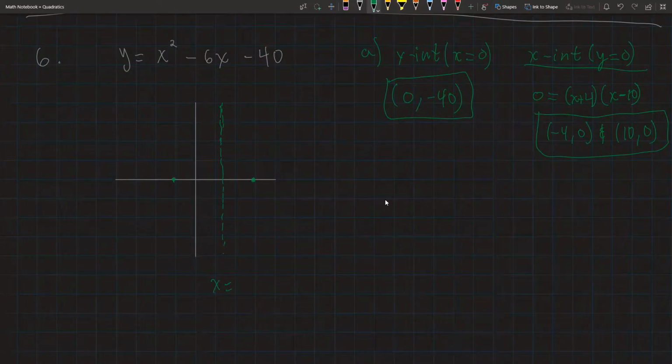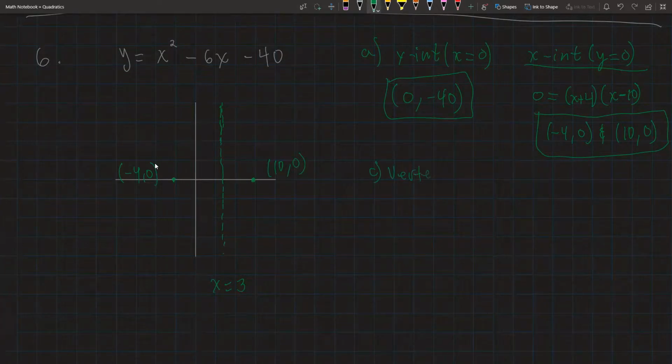And what were the values? This was 10, comma 0. This one was -4, comma 0. And the midpoint of those, 10 minus 4 is 6, divided by 2 is 3. Line of symmetry, vertex when x equals 3 in this case. We can go ahead and solve for that now. Whoops. That would be letter C.